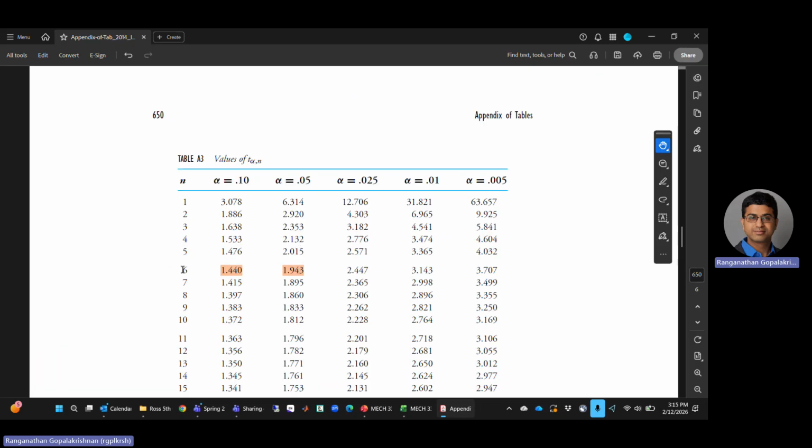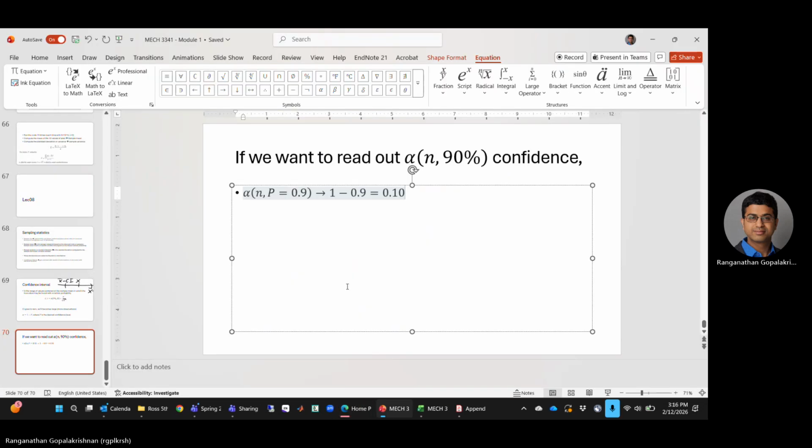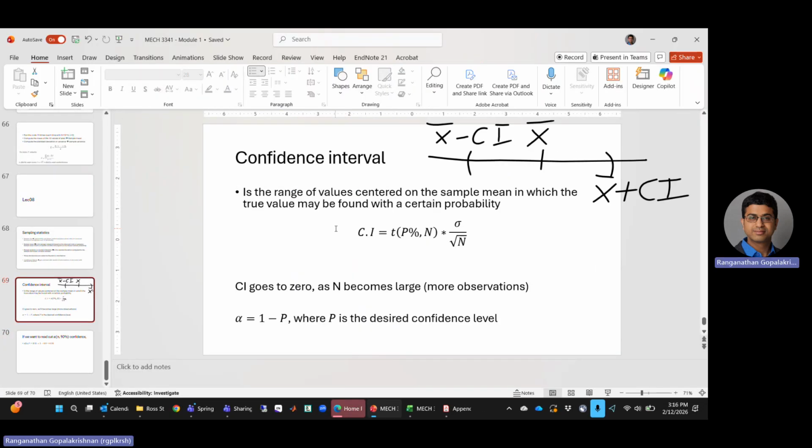So look at this line, look at n equals 6. If you want more confidence, this t parameter keeps increasing. Simple trend, right? If you wanted less confidence, you can go further to the back and have alpha equals 0.5. You will have smaller values. So coming back to our statement, if you want a higher degree of confidence, the range increases. If you want a low degree of confidence, the range can be as narrow as you can make it.